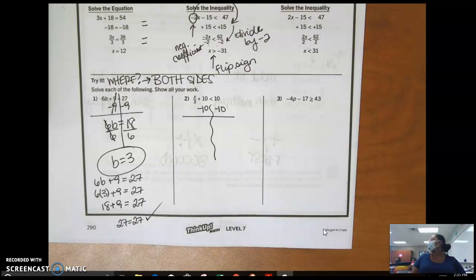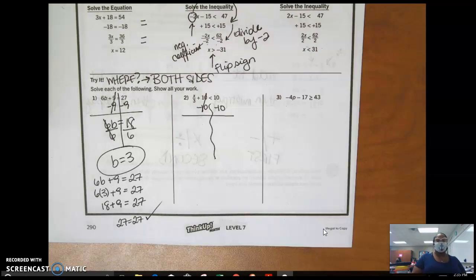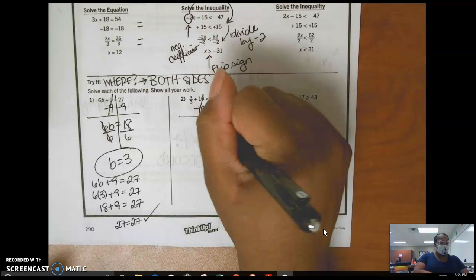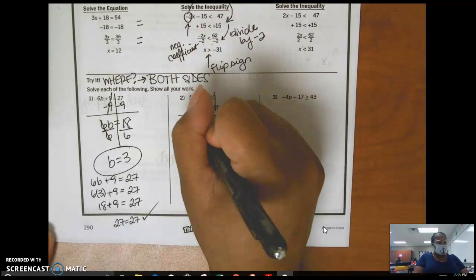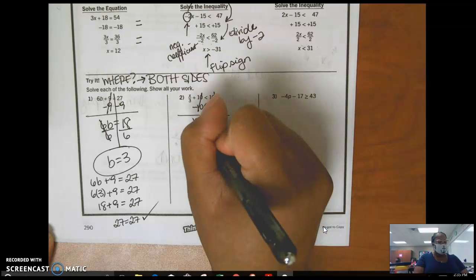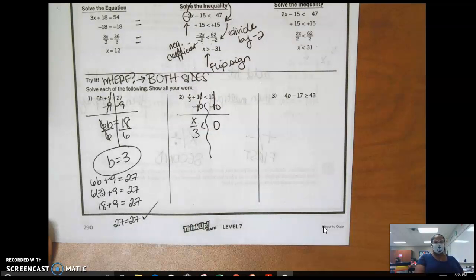Now what? Cancel out. Cross out the 10s. Where else can I cross out the 10s? Well, what's 10 minus 10? 0. I need this 0 to help solve this problem. So I'm going to bring down x over 3 is less than 0. What do I do now?